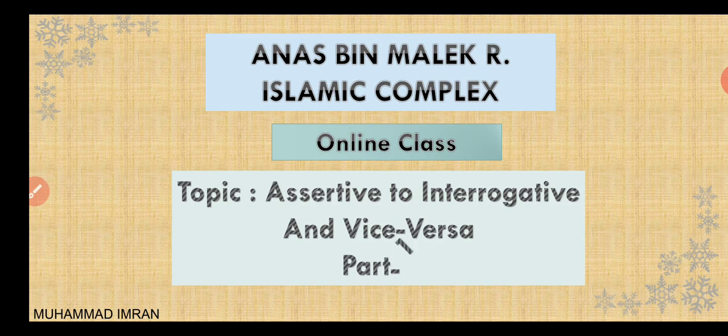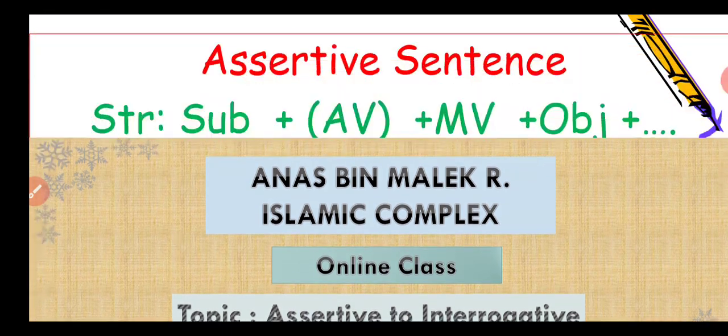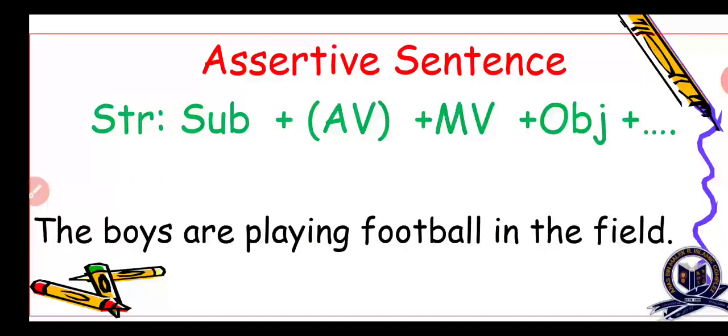Before learning the conversion process, we have to know about assertive and interrogative sentences. At first we have to know about the structure of assertive and interrogative sentences, then we will be able to exercise the rules according to the structure. Okay, let's go into the class. At first you can see the structure of an assertive sentence. This is a simple structure.